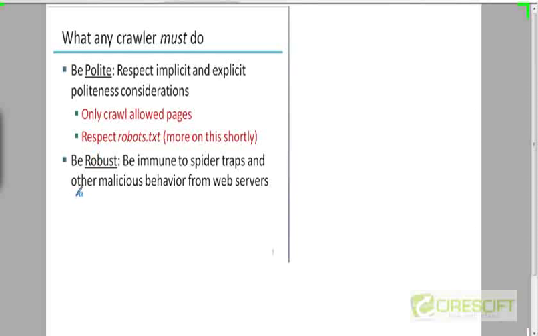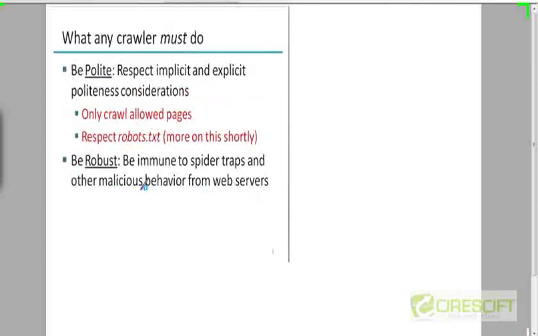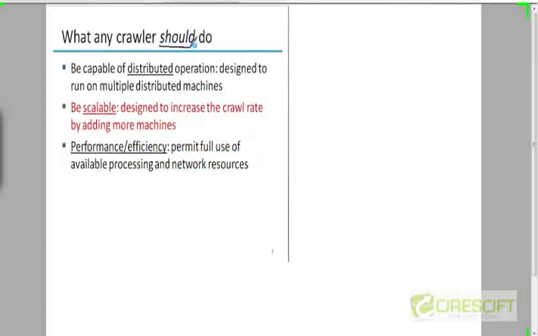And a crawler must also be robust. That means it should be immune to spider traps and other malicious behavior from web servers that we just talked about. Now, what other things should a crawler do? Well, robustness and politeness are necessary for a crawler to have. These are recommended for a crawler to have, although it's not necessary. But obviously, there'll be problems if a crawler does not have these properties.